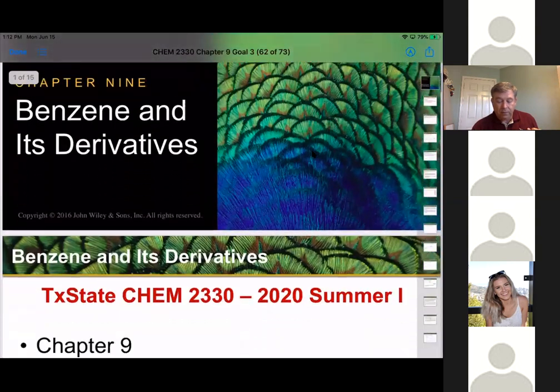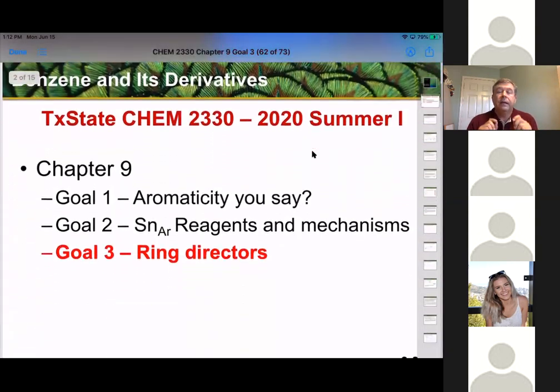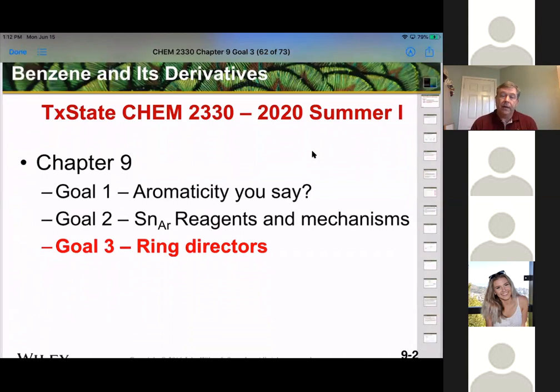Okay. In goal 3, we're going to talk about ring directors. Now, in the previous reactions where I was talking about the different reagents to look for in the mechanisms, one of the key things here is that 3 different resonance structures stabilize that positive charge on the ring. Where those positive charges end up tells us whether or not it's really stable. So now we need to think about where is that positive charge, and is there something already on the ring that's going to help that positive charge or hurt that positive charge?